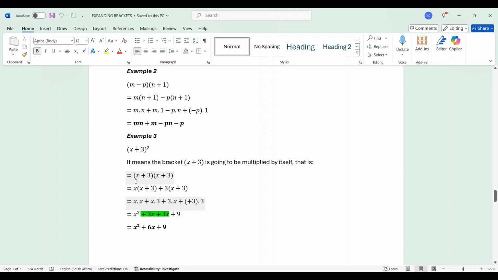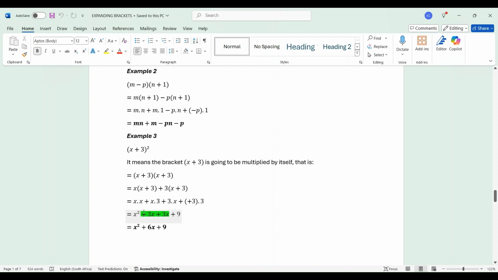So the x in the first bracket will multiply everything in the second bracket. Then the plus 3 in the first bracket will multiply everything in the second bracket. Then x times x, here it is. Then x times plus 3, here it is. Then we go to the second bracket: 3 times x, we get 3 times x. Then 3 times 3, as here.